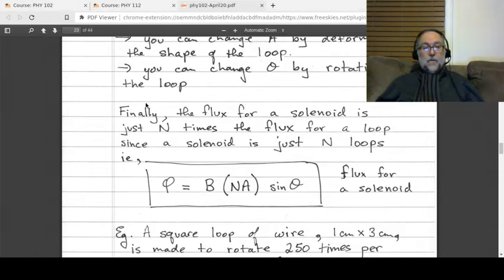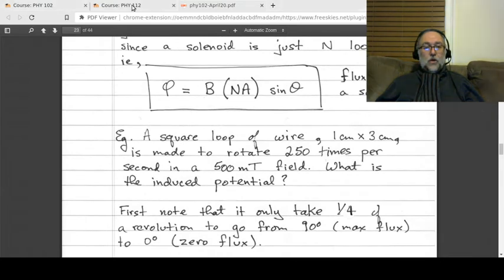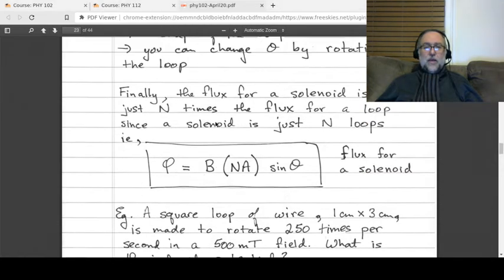Okay, now we're ready to do a problem. There's no reason why the loop of wire has to be a circle. If it is, then its area would be pi r squared. But it can be a square, or actually a rectangle. I said square here, but it's a rectangle. So I have a loop of wire that is 1 centimeter on one side by 3 centimeters on the other side. This loop is made to rotate 250 times per second in this 500 millitesla field, and I want to know what is the induced potential. You have to think about this. We've got two different orientations here.